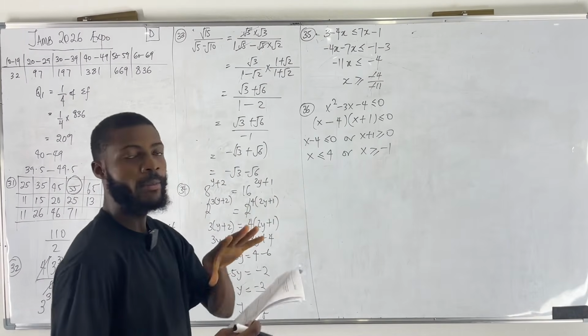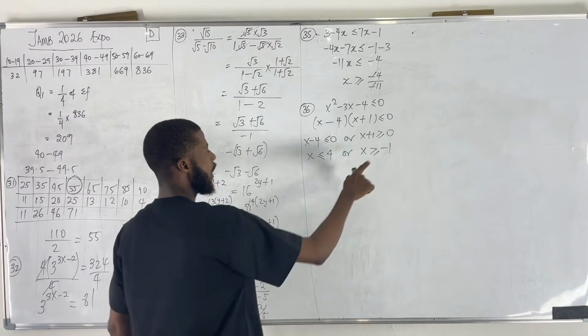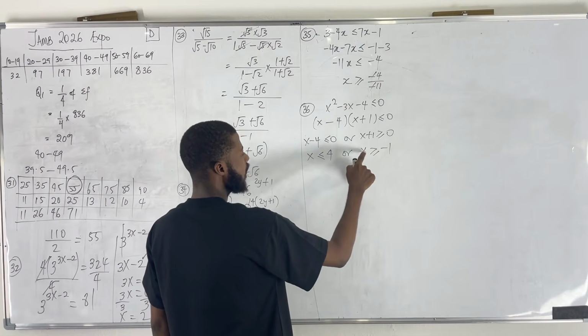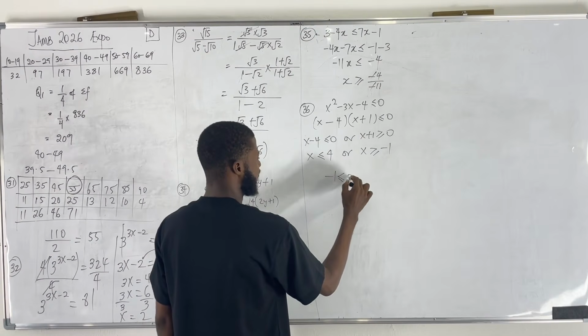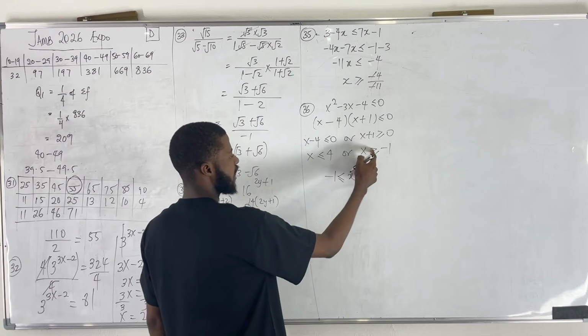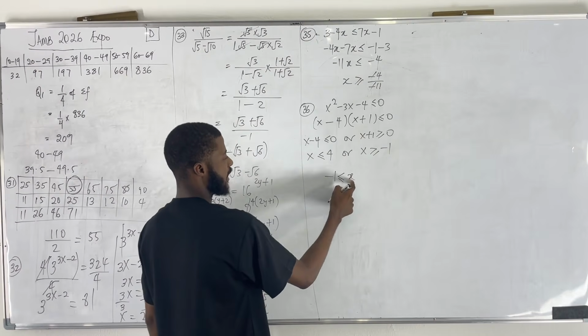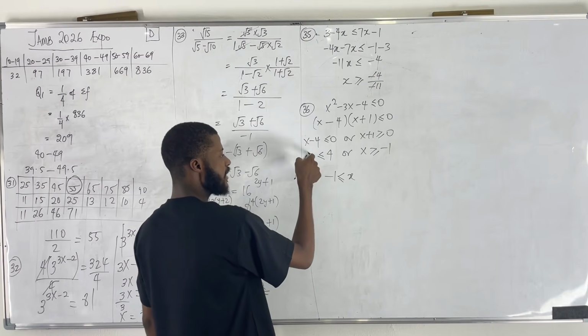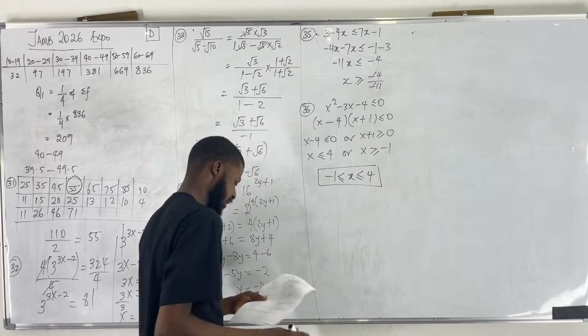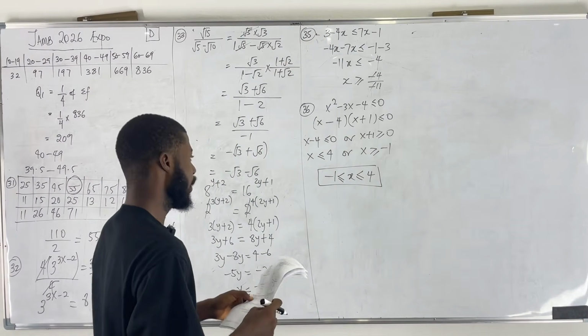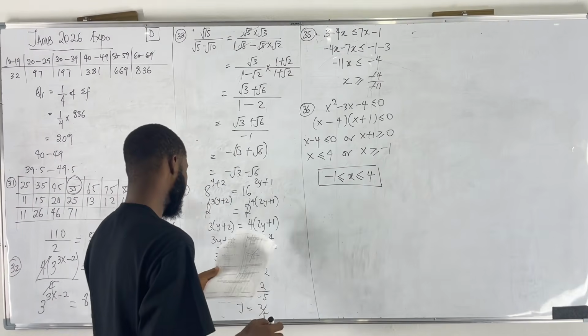But then we can combine this solution. Minus 1 is smaller than 4. If x is greater than minus 1, that means minus 1 is smaller than it. So x greater than minus 1 is the same thing as minus 1 less than x. This x is the same x here and it's less than or equal to 4. So this will become the correct answer to that equation. A, that will become the correct answer.